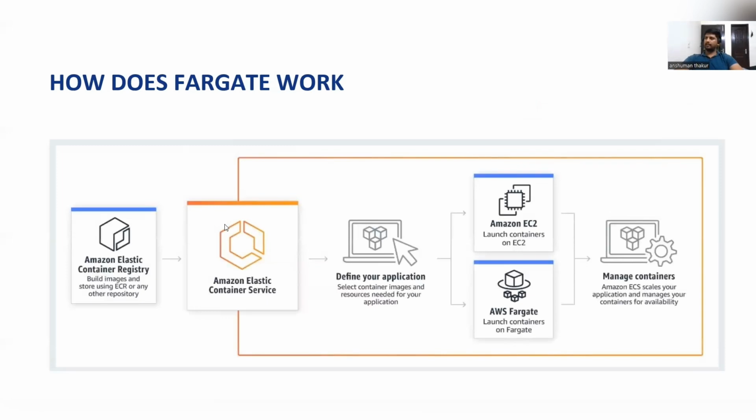So this is a very good image of how Fargate works. This is your AWS ECR where you store your images, and this is the ECS service. It pulls the image from ECR, and then you need to define your application using a task definition. Then this task definition will be used to deploy the containers on EC2 or AWS Fargate, and then those containers will be managed by ECS, right? So let me show you a quick demo.